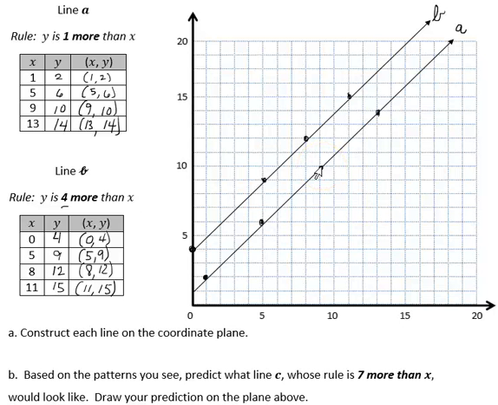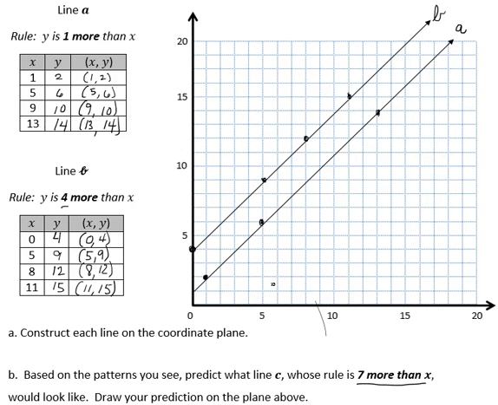Question B at the bottom says, based on the patterns you see, predict what line C, whose rule is 7 more than x, would look like, and then draw your prediction on the plane above. Well, in the first chart, we had a rule that y is 1 more than x, and then in the second chart, y was 4 more than x. When we changed that rule, we still created parallel lines, but the second line was further up the coordinate plane than the first line, line A. Well, I predict that since we're going 7 more than x, the next line will still be parallel, but it'll be even further up the plane than line A or B.